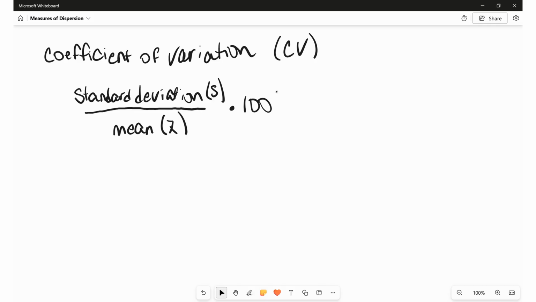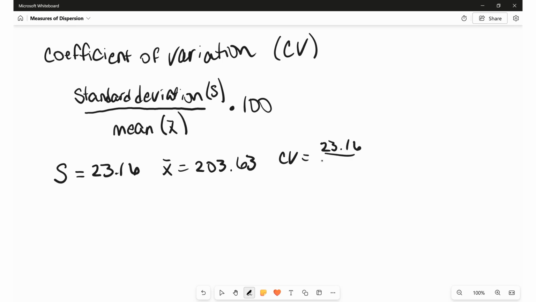So, if you are told that the standard deviation for one stock is $23.16, and the mean is 203.63, then that means that this coefficient of variation would be 23.16 divided by 203.63 times 100, which gives you 11.37%. That's the coefficient of variation.